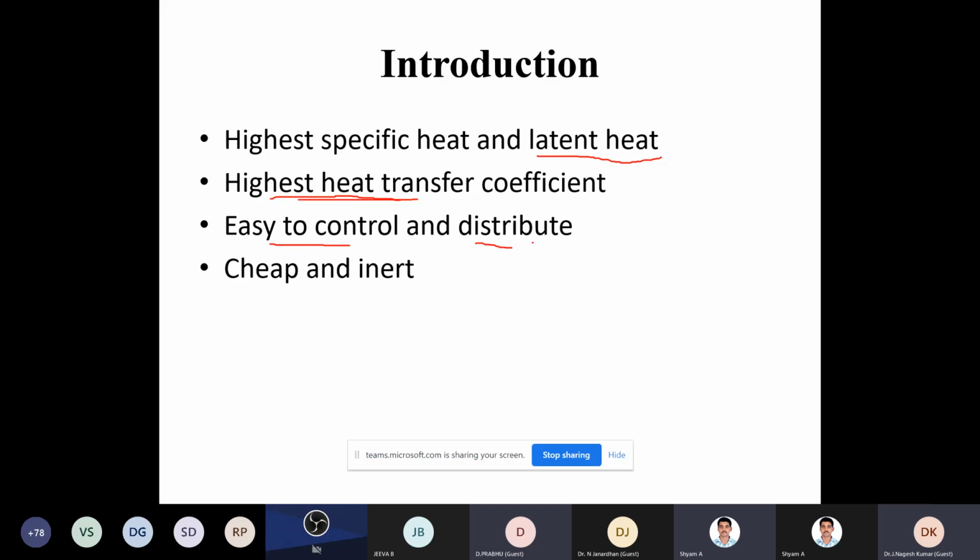If you don't want steam, you close it. So easy to distribute in a pipeline. And another important thing is water is cheap. It's available everywhere. And also it is inert. So when there is a leak of steam, it is not hazardous like many other substances. So it's an inert substance. So no damage done to the environment and the people around in terms of its chemical properties. So steam just mixes with the air. So for all these reasons, steam is used as a heat transfer medium.